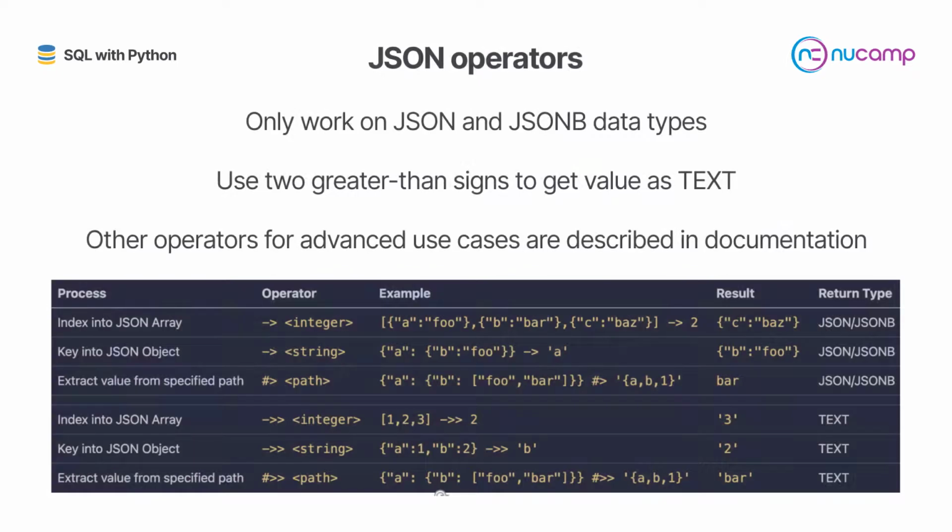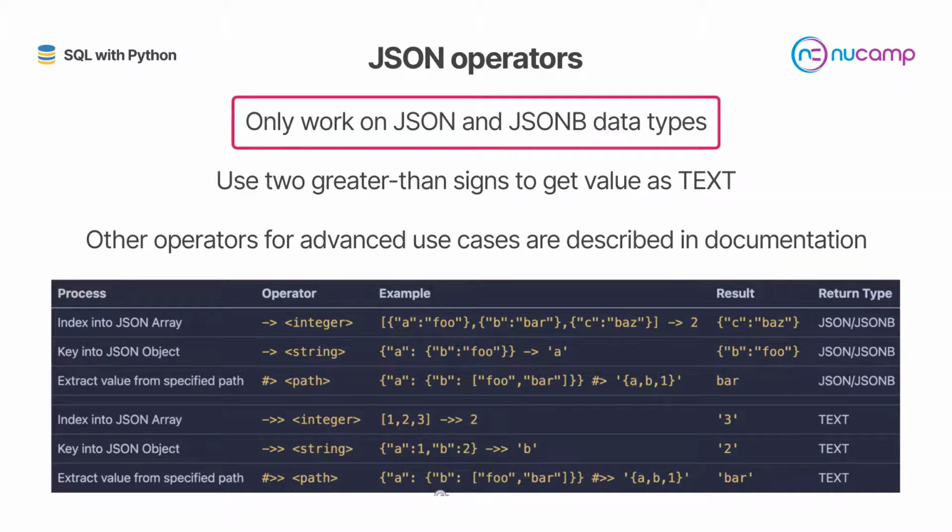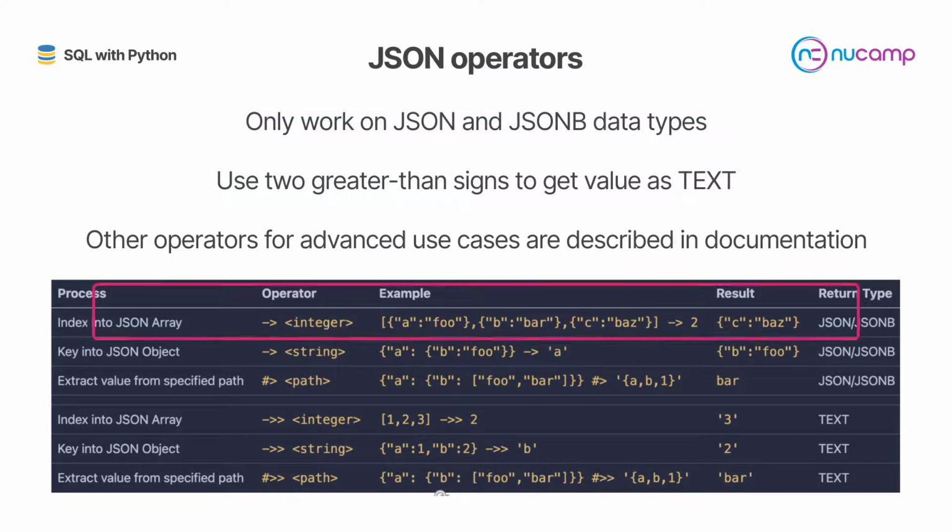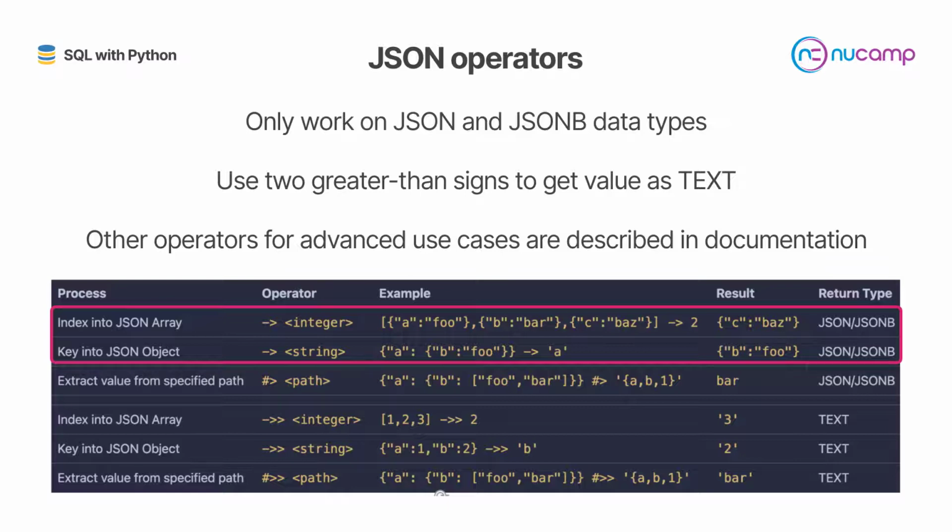There are a few different ways to access values in JSON fields, using what are called JSON operators. Note, these will only work on fields that use the JSON or JSONB data types. The first is to use a hyphen followed by a greater than sign. If this is followed by an integer, it will attempt to index the JSON as an array. Otherwise, if it is followed by a string, it will attempt to key into the JSON as an object.